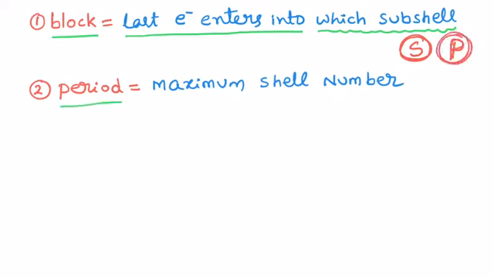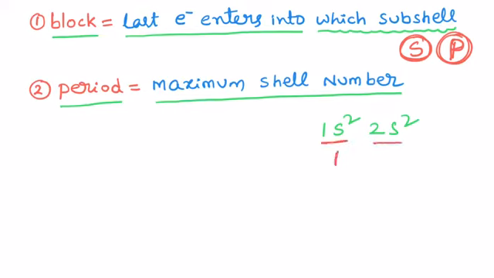To find out period, we have to see the maximum shell number. For example, one atom has electronic configuration 1s2, 2s2. If you observe, this is the first shell, this is the second shell. Which is the maximum shell number? 2 is the maximum shell number. That's why that atom belongs to the second period.